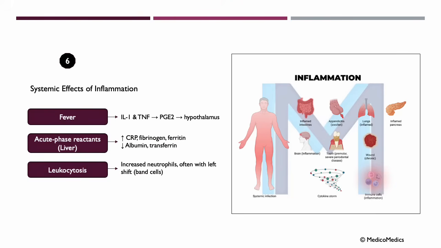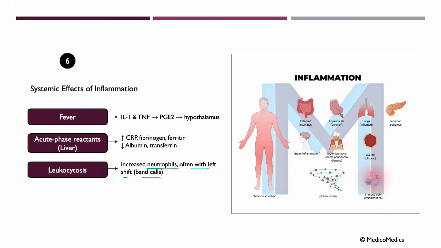Number 3, we have leukocytosis. So in response to the cytokines like interleukin-1 and tumor necrosis factor alpha, our bone marrow increases white blood cell production, especially neutrophils. When we say often with a left shift or band cells, it means we're talking about immature neutrophils that are released into circulation.